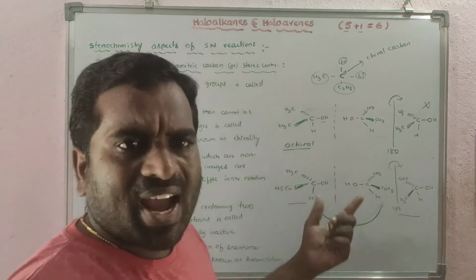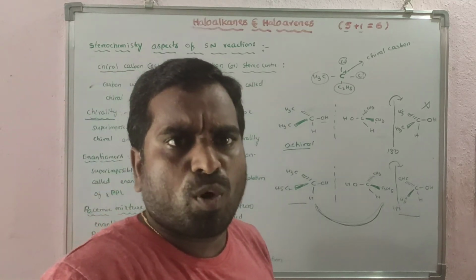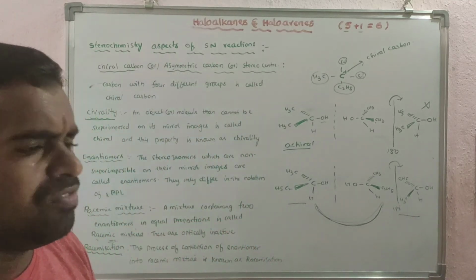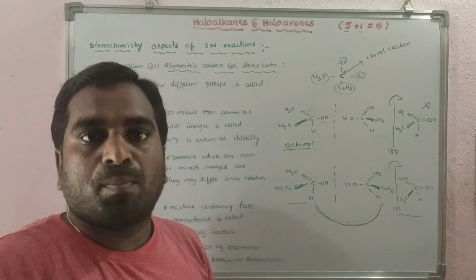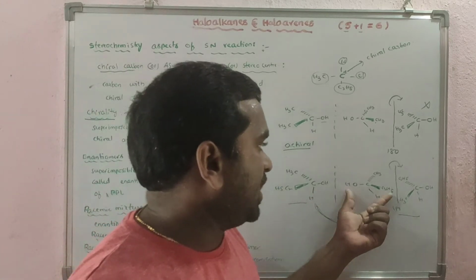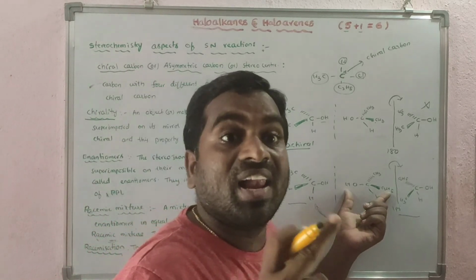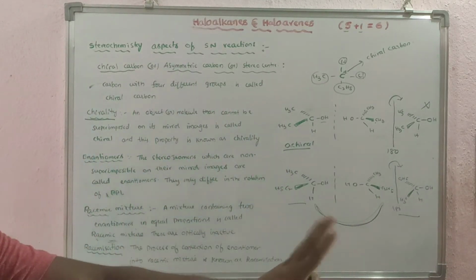Enantiomers will have almost all physical properties similar, like melting point, boiling point, refractive index; all will be the same. But where they will show a difference is in the rotation of plane polarized light. One rotates the plane polarized light towards the right and the other rotates it towards the left. Clear? So they differ only in plane polarized light.